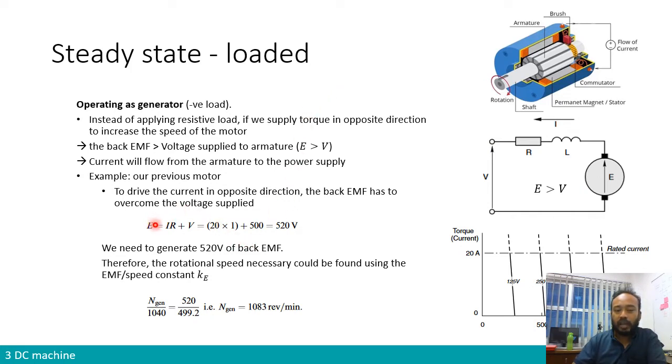The condition we need is that if the current is in the other direction, then our KVL equation will also be different. Instead of E equals V minus IR, now E equals IR plus V, or V plus IR, because voltage and IR are now in the same direction, right? To attain this condition, we need our E to equal 520 volts. The current just now was at the maximum rated 20 amps, the machine is still rotating, and we were supplying 500 volts. So at minimum, we need E to equal 520 volts, because then E equals the IR plus the voltage supply.